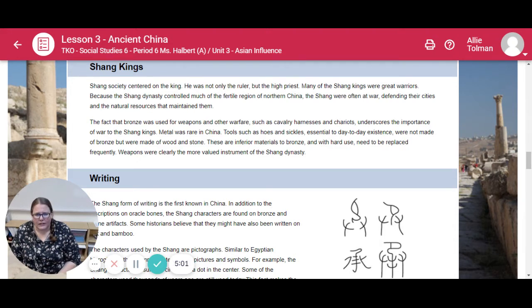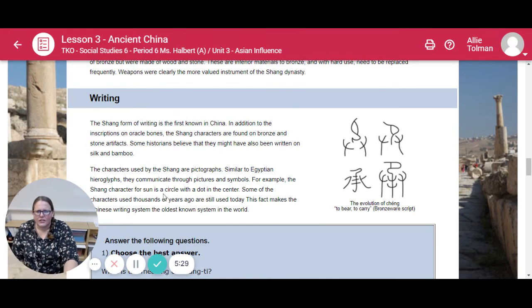Metal was rare in China. Tools such as hoes and sickles, essential to day-to-day existence, were not made of bronze, but were made of wood and stone. These are inferior materials to bronze, and with hard use need to be replaced frequently. Weapons were clearly more valued than anything else in the Shang dynasty.